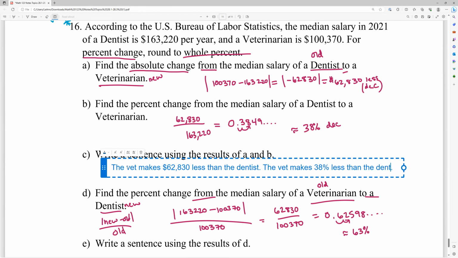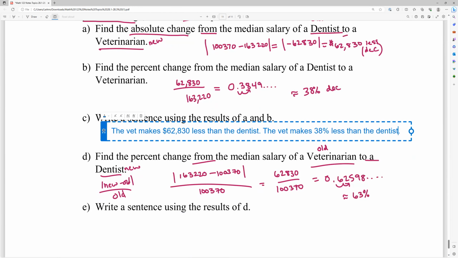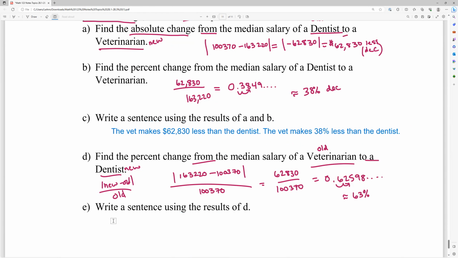So when you're making your sentence, let me just point out what I just caught myself doing. You should always be writing the new in reference to the old. So the vet was the new on this one, and they make this much less than the dentist. The vet makes this percentage less than the dentist. So I'm going to copy this down and then reword it for this one.